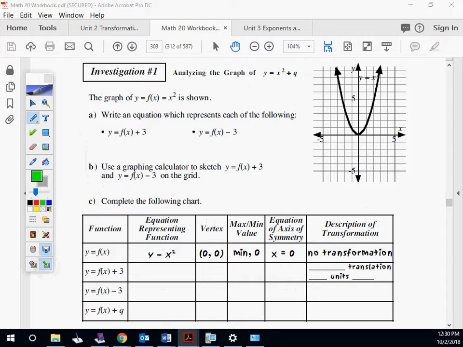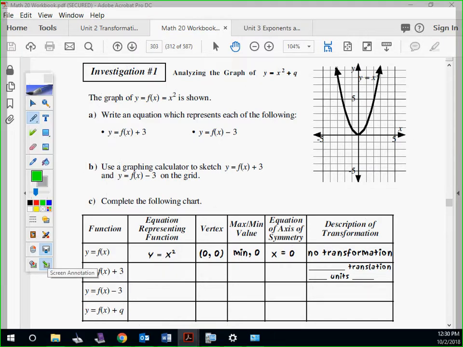All right, so f of x plus 3. Write an equation that represents each of the following. So f of x is x squared. We're simply going to write y equals x squared plus 3. This one is y equals x squared minus 3, because f of x is x squared, they tell us.